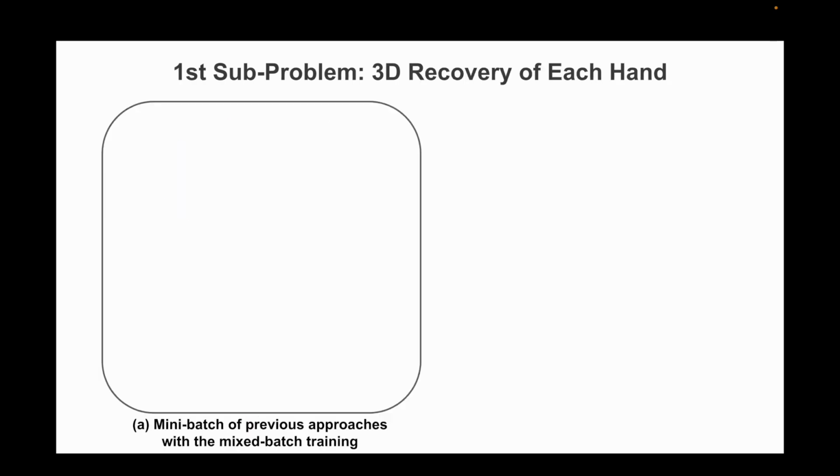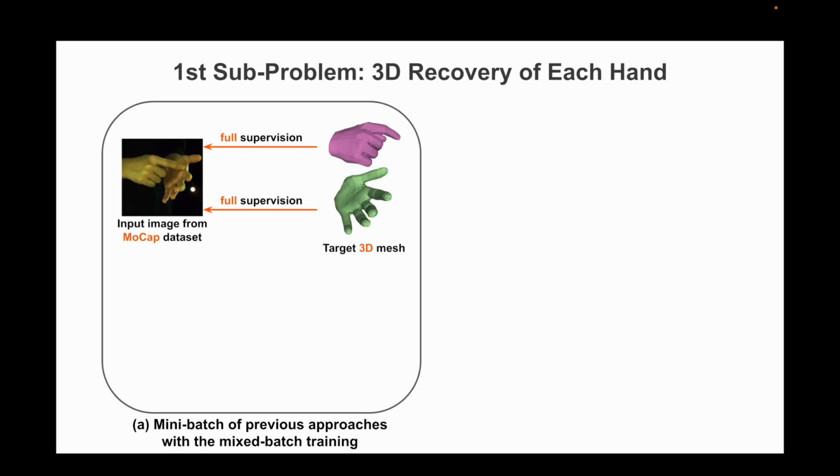For the first sub-problem, previous works take two-hand images and fully supervise the network with two-hand 3D meshes. For generalization to InterWild images, the network should be jointly trained on mocap and InterWild datasets.